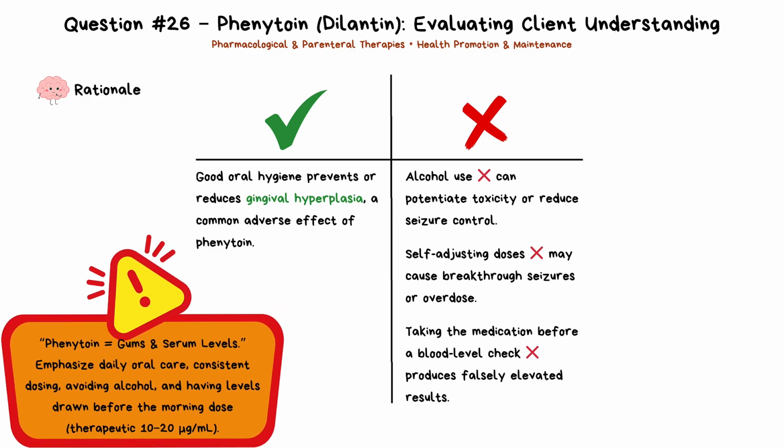Here's your NCLEX alert. Think: phenytoin equals gums and serum levels. Teach clients to brush, floss, and see the dentist regularly. Avoid alcohol, and always have their levels drawn before taking the morning dose. The therapeutic range is 10 to 20 micrograms per milliliter.